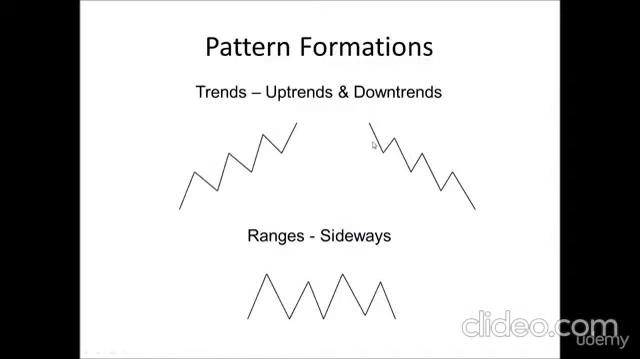In previous videos we have looked at market types and how price behaves when it uptrends, when it downtrends, and when it moves in a sideways direction. In this video we're going to look at the common pattern formations that are created by price when price changes from one market type to another market type. For example, price can be uptrending but soon be downtrending, or price can be in a downtrend and soon become a range.